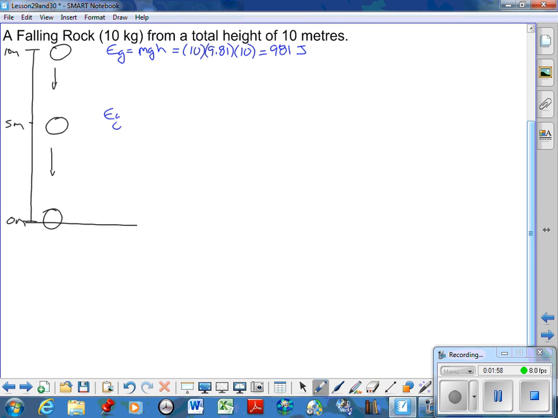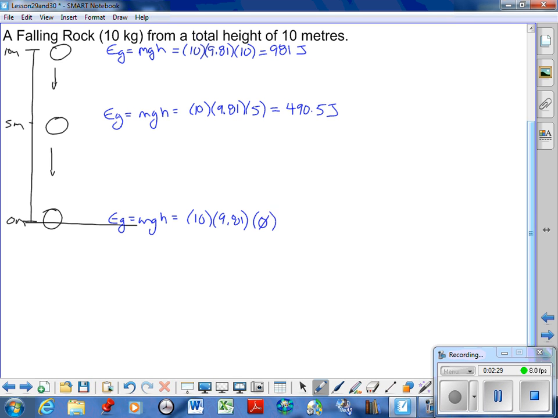Let's leave some space, and now we do gravitational potential energy here, which is mgh. That'd be 10 kilograms, 9.81. Now it's at 5 meters, so it's going to be half the energy of 981. Divide that by 2, so we get 490.5. Finally, at the bottom here, mgh equals 10 kilograms, 9.81, 0 for a height, which means it has no GPE, kind of like the roller coaster.